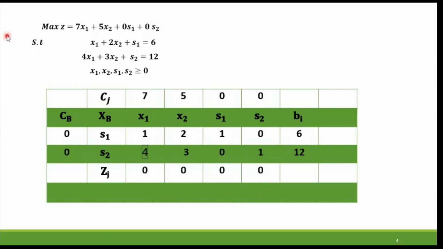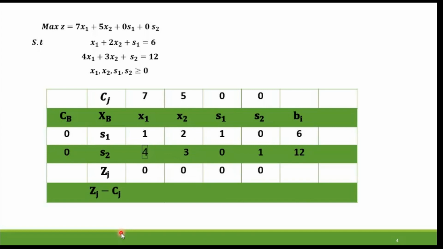Simplex में it is going to be 0 because we have 0 over here. So 0 into 1 plus 0 into 4, 0. 0 into 2 plus 0 into, हर एक कॉलम के लिए हमें ये एलिमेंट्स को 0 से मल्टीप्लाई करना है. आंसर नीचे लिखना है. Okay, next we have to calculate ZJ minus CJ.